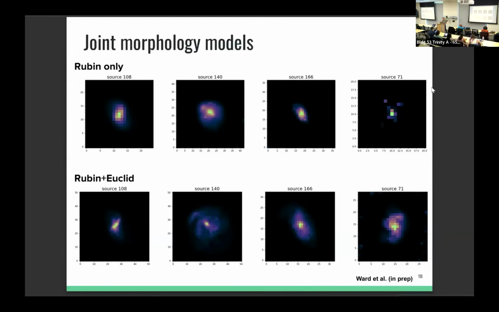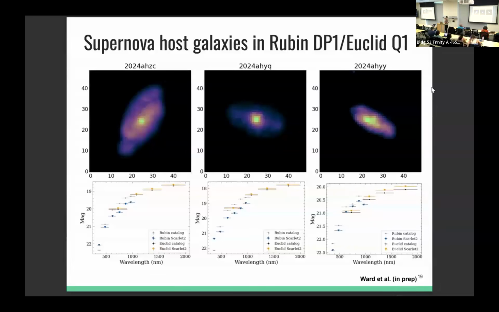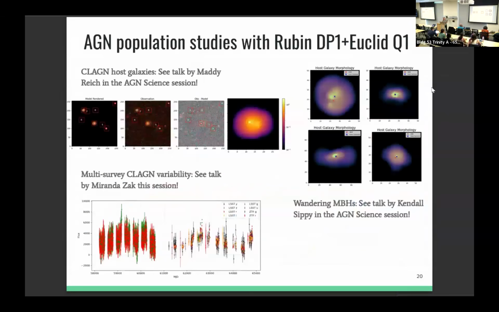And we've also been looking at some supernova host galaxies that were found in the early data and looking at how the output SEDs of this pipeline compare to the catalog SEDs. And this is just showing some of those morphology models as well. So we really want to validate this pipeline by using it for early science. That's really where we'll stress test it in difficult situations.